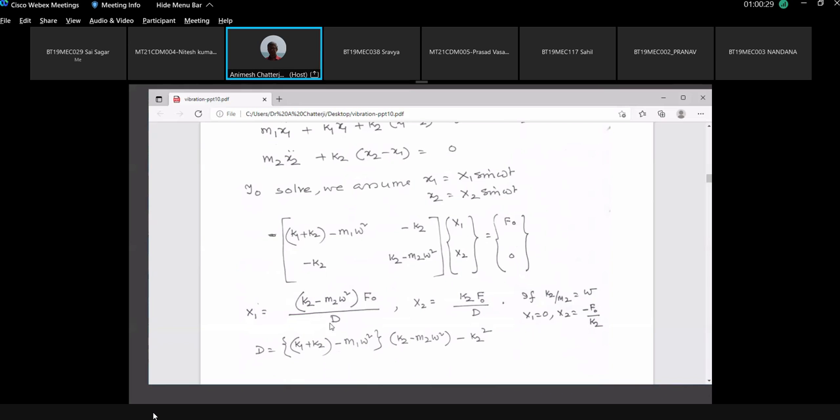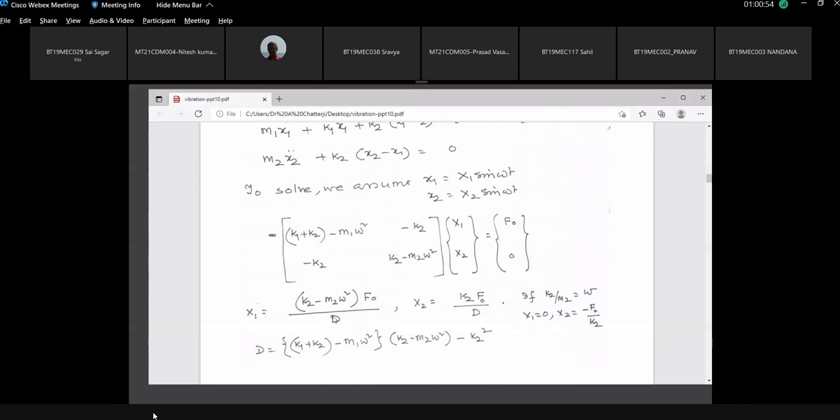Please see that the denominator is the determinant of the coefficient matrix. So this is the denominator D. The denominator determinant is the determinant of the coefficient matrix. This should not be 0, because if this is 0, x1 will be infinity. So this cannot be 0.